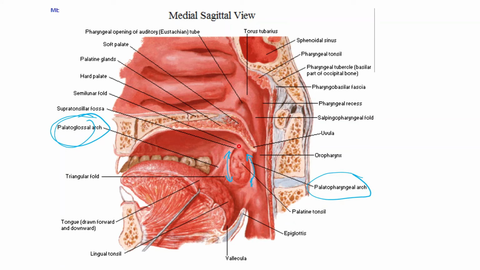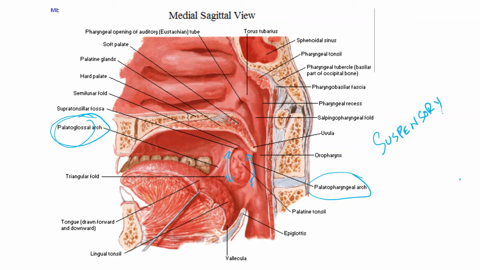Next are the upper and lower ends. The upper end of the palatine tonsil is related to the soft palate, whereas the lower end is related to the posterior third of the tongue, which contains the lingual tonsil. So this is about the upper and lower ends. One thing important to note here is the presence of the suspensory ligament of the palatine tonsil.